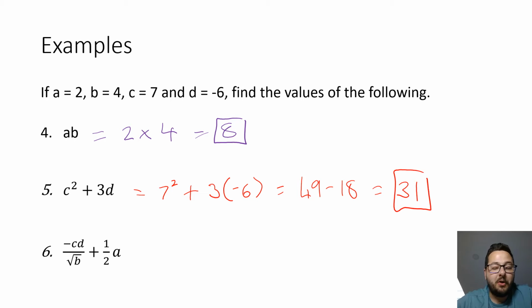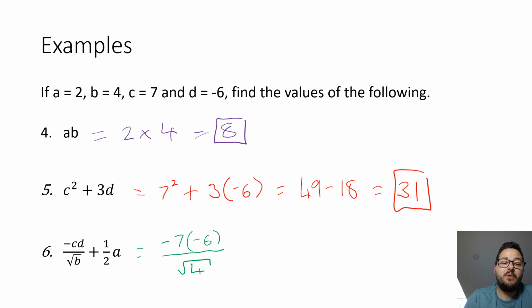Okay, and then the last one, we've got a complicated one. We've got minus cd over the square root of b plus half of a. Okay, well, let's just shove these numbers in then. So this is minus 7 times d, which is minus 6, over the square root of b, which is 4, plus half of a, which is 2. Okay, so let's start working on this then.